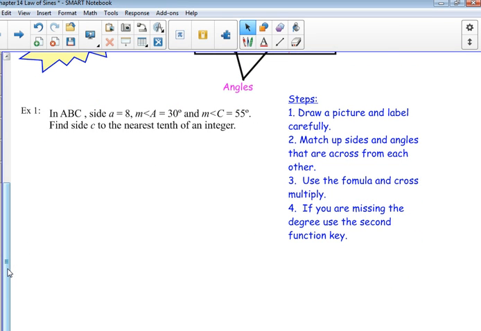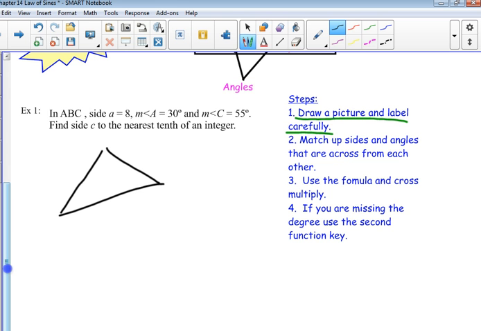First thing we need to do, Brittany, if you don't have a picture there, what should you do? Draw. Good job. So draw a picture and label carefully. You have got to make sure you label carefully, otherwise your whole thing is going to be messed up. So let's draw our little triangle. We have an ABC triangle. Make sure wherever you put your A, B, and C, they're in order.